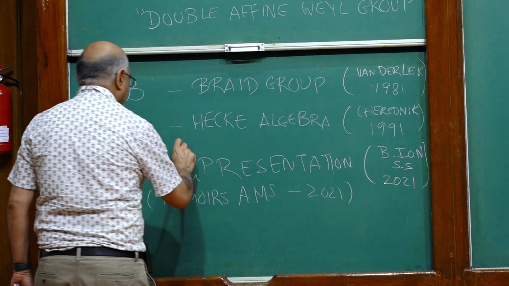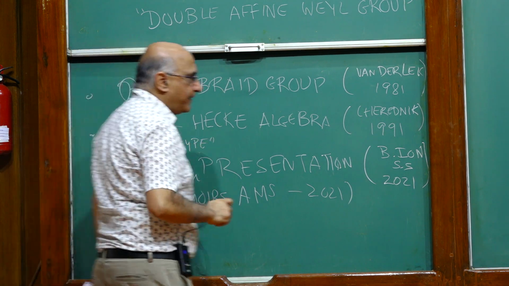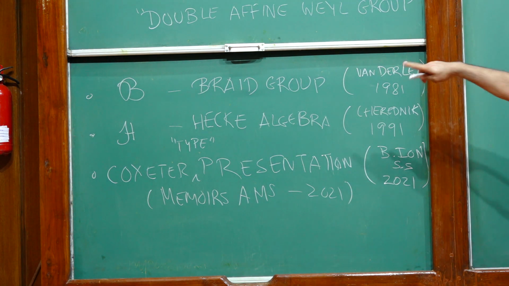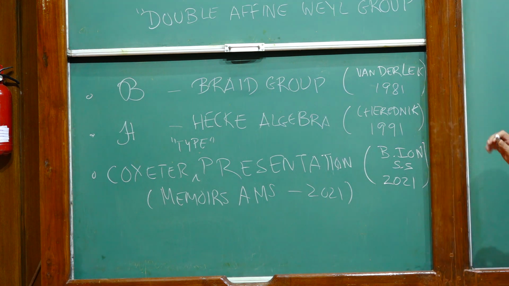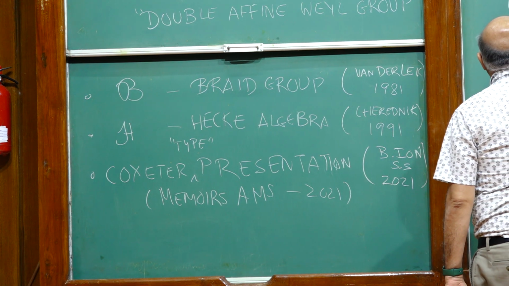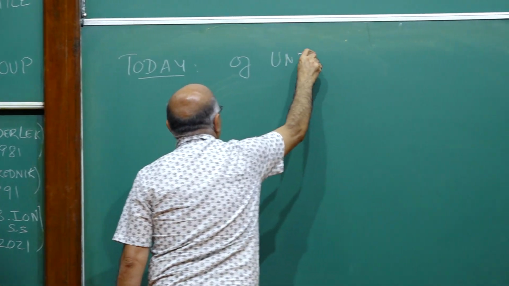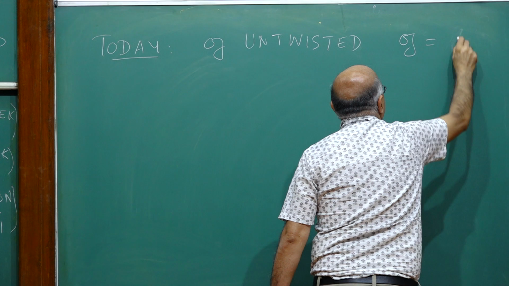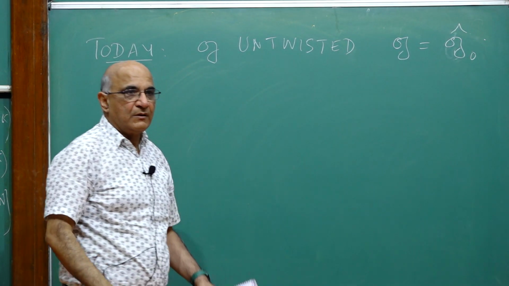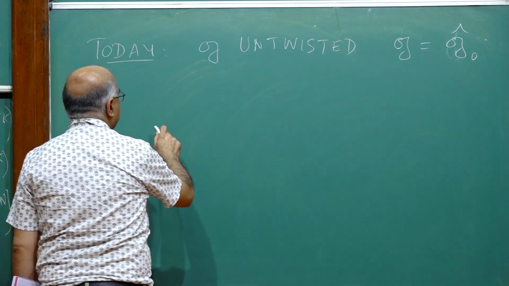Maybe I should say, for all of them, for W, B, and H. Let me consider the case of untwisted affine Lie algebras, which is a little bit simpler, but there's also a presentation for the twisted case, and it's in this paper. So today, let's assume G is untwisted, which means G is the affinization of some G naught. And let's say the Dynkin diagram.